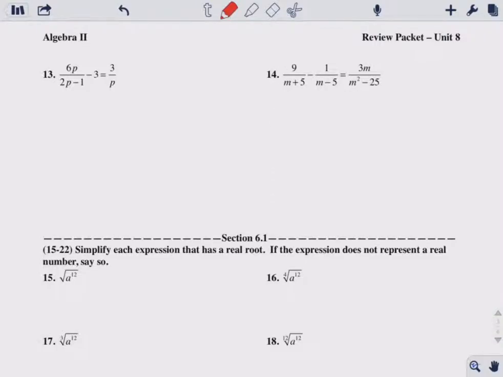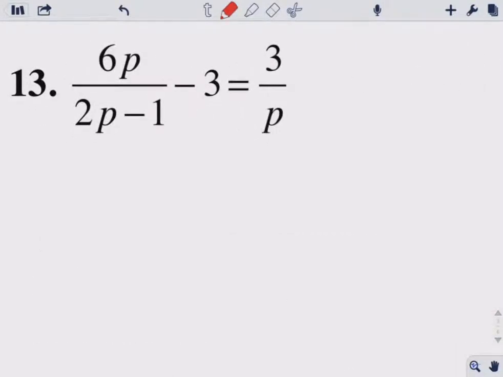Alright, this is page 3 of the Unit 8 review for Algebra 2 4th period. Okay, we're solving and checking these problems.